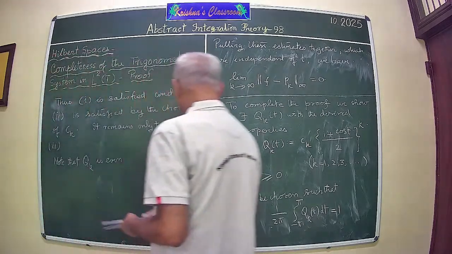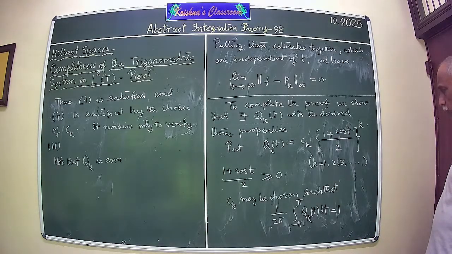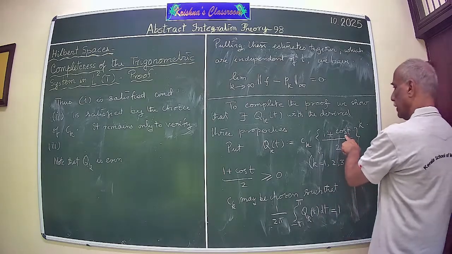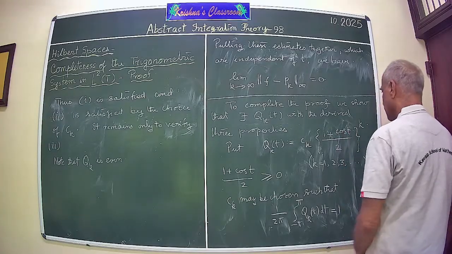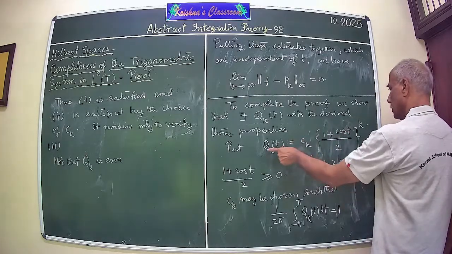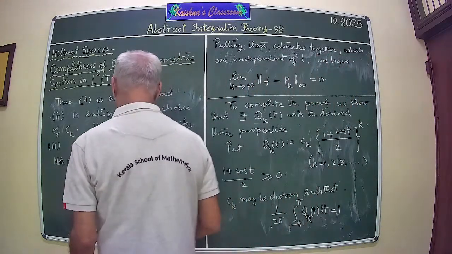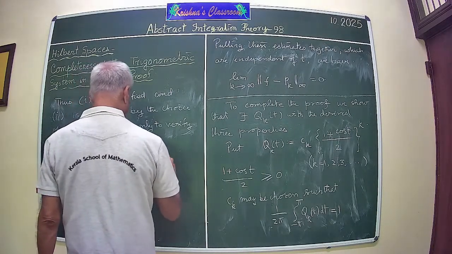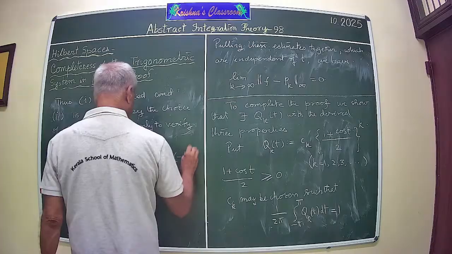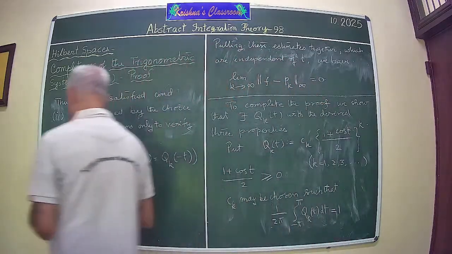Why is it even? Because you change t to minus t here, you get cos minus t is cos t. So it remains the same. Therefore, you see that qk is even. Okay. QKT is even, that is satisfied.